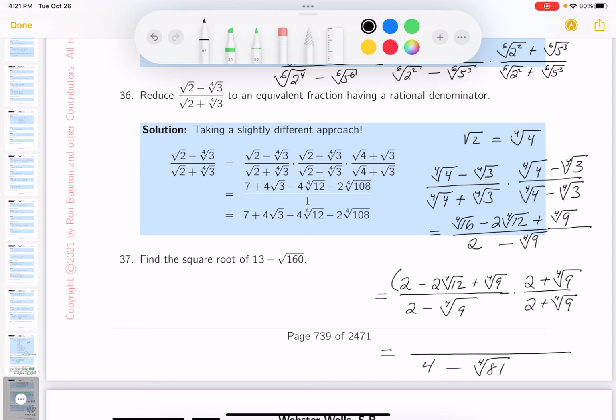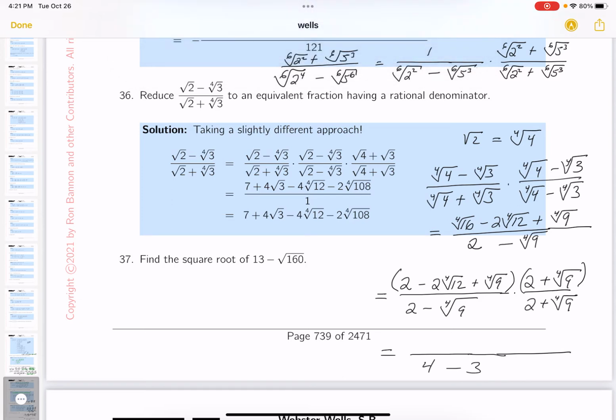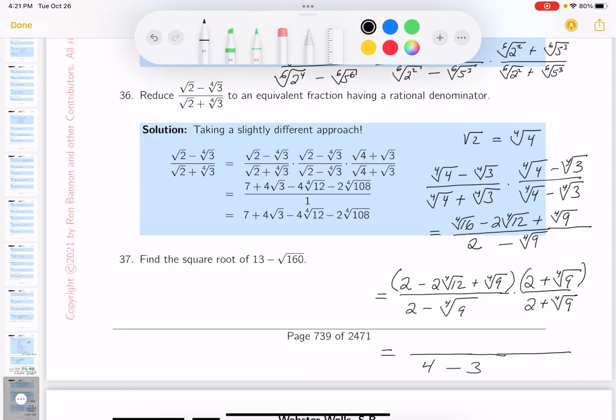Now, certainly, I'm not opposed to doing the top at this point, but the bottom is really nice. And why is that? The fourth root of 81 is just 3. Because 3 times 3 is 9, times 3 is 27, times 3 is 81. So the fourth root of 81 is just the number 3. So I'm going to erase this over here, say it's 3. And 4 minus 3 is just 1. Let me get my eraser out. It's just the top now. So all I got to do is multiply the top out.